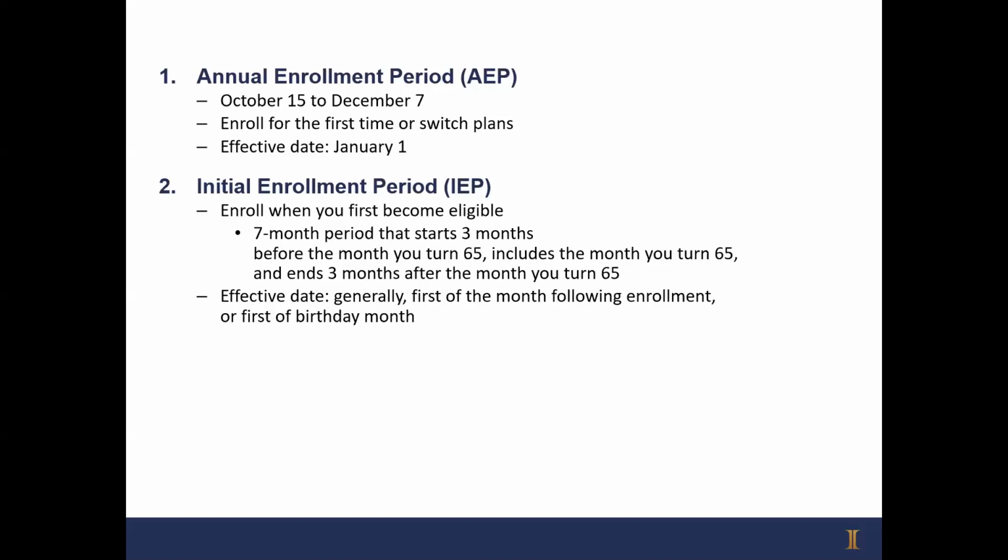Their effective date for IEP is the first of the month following the enrollment or the first of the birthday month. So if you have a client who's enrolling for IEP and you submit an application in June and you want an August effective date, they will not give you that August effective date. They will give you a July 1st effective date. So if you're using IEP, you need to make sure that you're submitting it the month prior to the month that you want an effective date of.